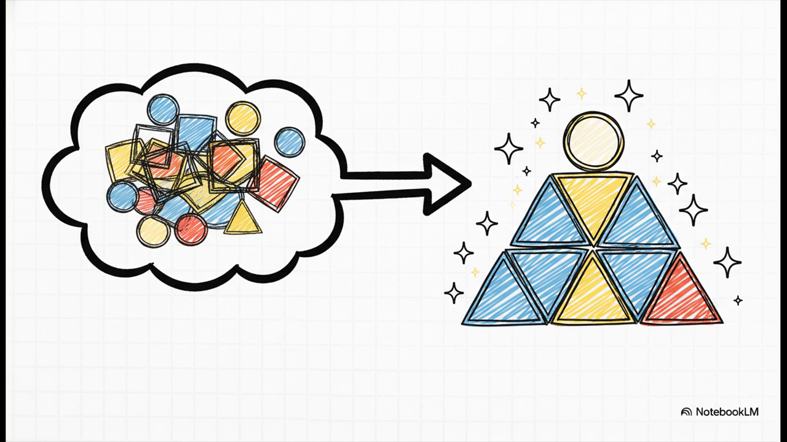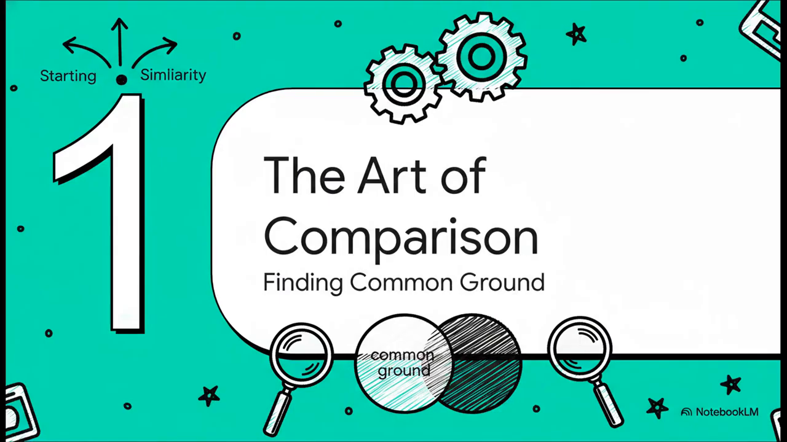See, it's not about having some giant vocabulary. It's about using a few simple frameworks to organize your thoughts and make your point absolutely crystal clear. So where do we even begin? Well, this is the first part of our toolkit, the art of comparison. And the funny thing is, the very first step in explaining a difference is to find what's similar. Every powerful comparison starts by establishing some common ground.